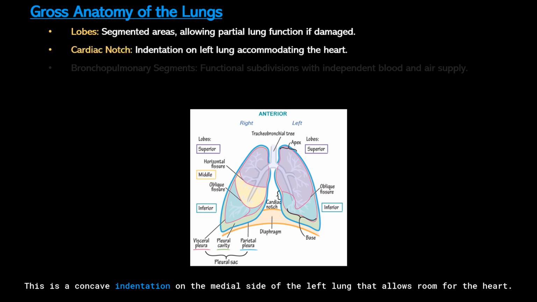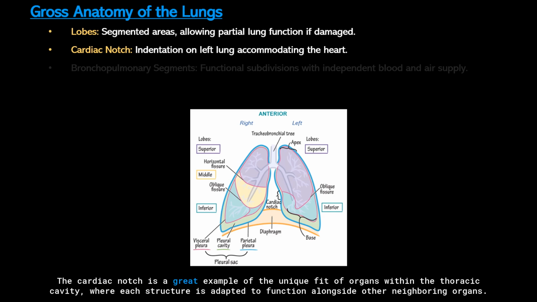This is a concave indentation on the medial side of the left lung that allows room for the heart. The cardiac notch is a great example of the unique fit of organs within the thoracic cavity, where each structure is adapted to function alongside other neighboring organs.